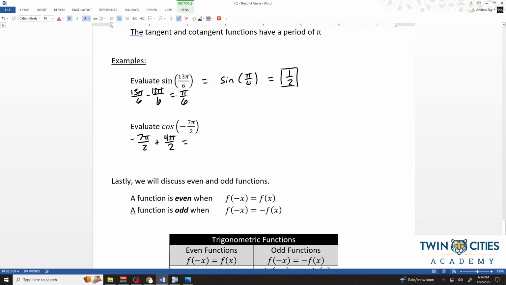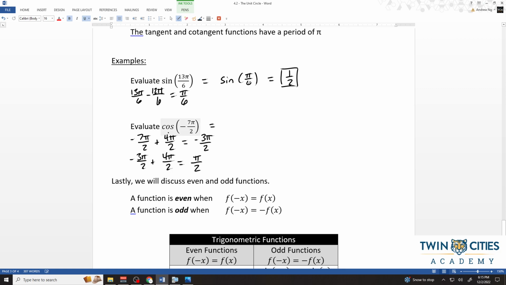And negative 7 plus 4 is negative 3. So this is negative 3 pi over 2. Not quite on the circle yet. So what I'm going to do is take this negative 3 pi over 2, and let's just add another circle. Let's add another 4 pi over 2. Negative 3 pi over 2 plus 4 pi over 2, well, that's going to be positive 1 pi over 2, or just pi over 2. So this negative 7 pi over 2 is the same as pi over 2.